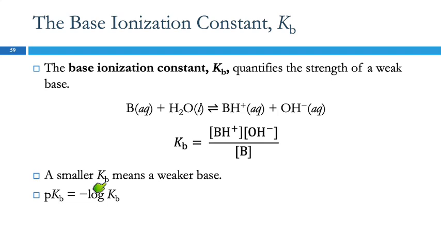If we have a small Kb, that means that the numerator concentrations here, the product concentrations, are small relative to the base concentrations, right? So that means that it is a weak base. It does not ionize very much. A stronger base will have a larger Kb. For something that we say is a strong base, like sodium hydroxide, you can look it up. You won't find a Kb for that because it's essentially infinity. Because a strong base dissociates completely, so you've got products and essentially 0 reactants, and so that goes to infinity.